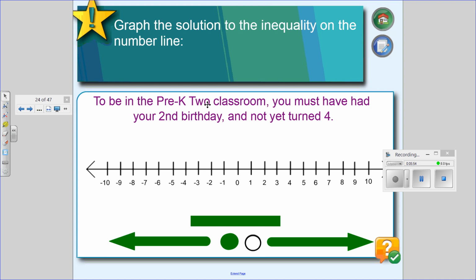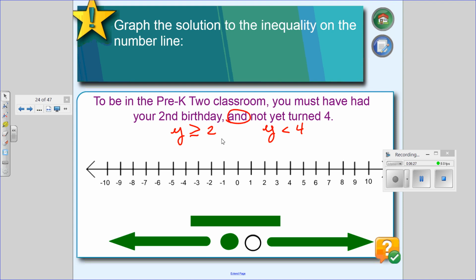To be in the pre-K 2 classroom, you must have had your second birthday and not yet turned 4. Must have had your second birthday. That means that you are at least 2 years old. So in this case, we'll use the variable y. y's value is greater than or equal to 2, and y's value is less than 4, since you have not yet turned 4. So it has to satisfy both constraints. This is another and statement.